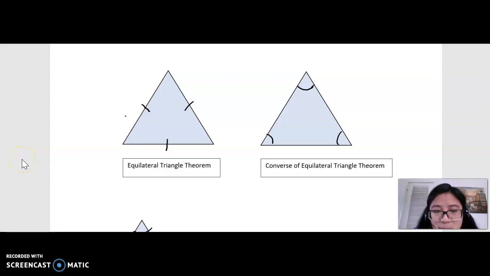Okay, so I just want to review the equilateral theorem with you all. Remember, when we have the equilateral theorem, you're going to have a triangle with 3 equal sides. But besides knowing that, we will know that their angles will also be equal to each other.